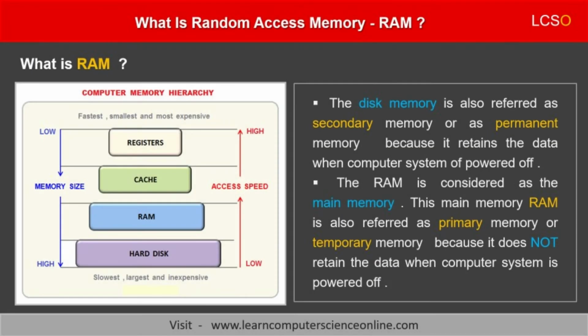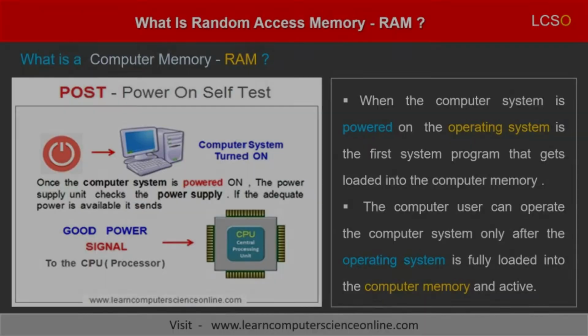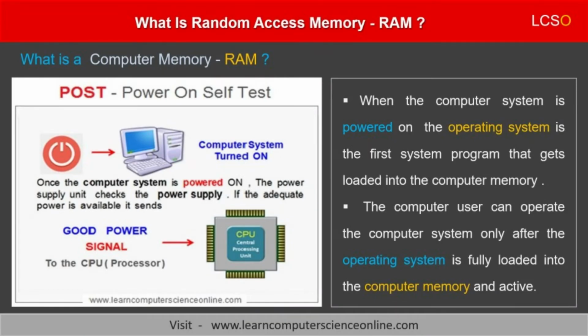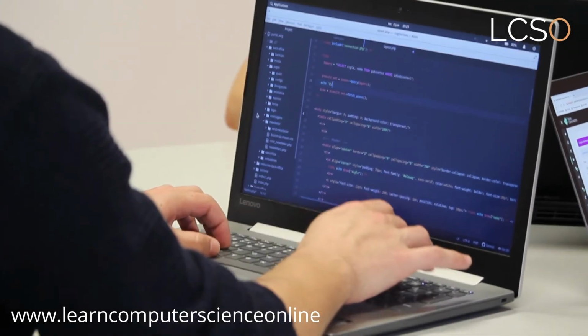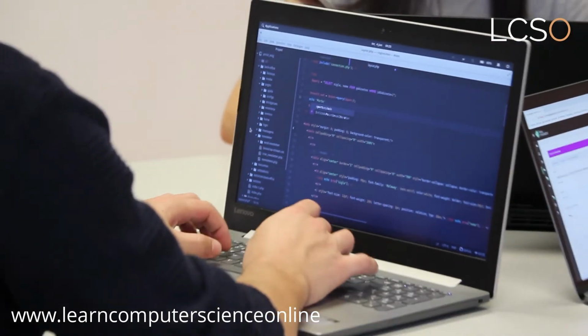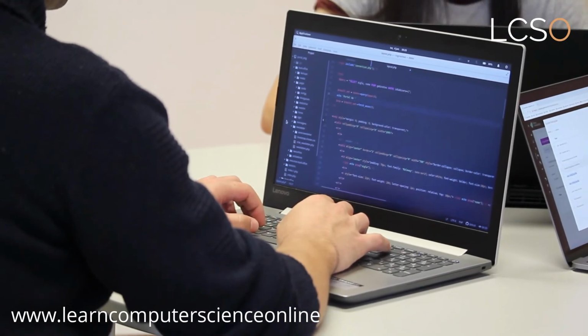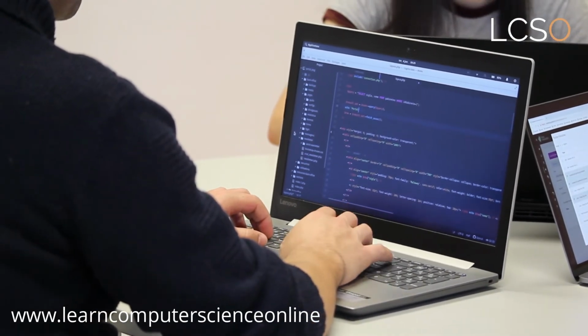Depending upon the computer system architecture, the computer system makes use of different types of memories in order to optimize the system performance. When a computer system is powered on, the operating system is the first system program that gets loaded into the computer's main memory RAM. The computer user can operate the computer system only after the operating system is fully loaded into the computer memory and it is fully operational.